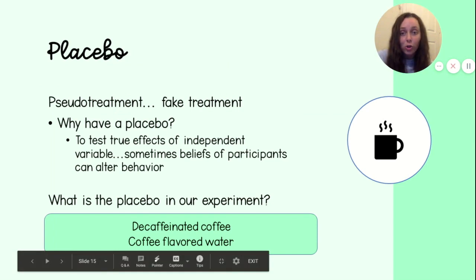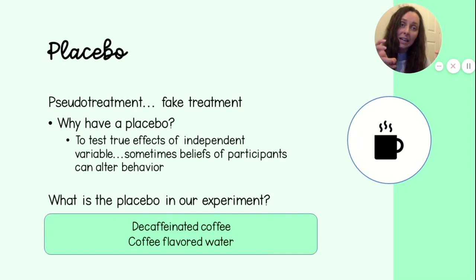And the people in the control group that get what they think is caffeine or that independent variable, they're actually getting a placebo. So some of us have probably heard this word before, but this is basically like a fake treatment. So why would you have a placebo? Because we want to test the true effects of the independent variable, and sometimes beliefs can alter the behavior. So the placebo in this experiment would be if you picked the decaffeinated coffee or the coffee flavored water, something that the people think they're getting the caffeine, but they really aren't.